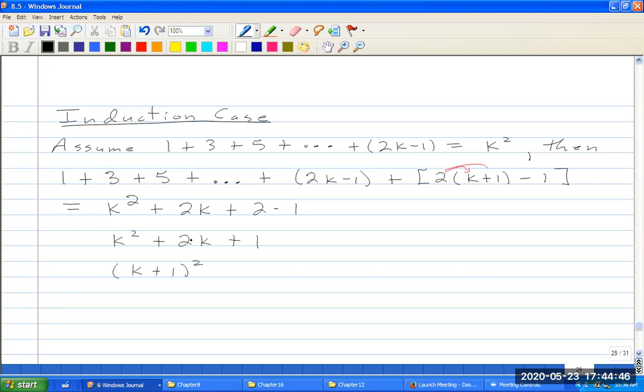But now I've shown what I wanted to show, that if I assume that some domino falls, the kth domino falls, then the k plus first domino also falls, because if I replace k here by k plus 1, this statement is now true. And so if the kth domino fell, then the k plus first domino also falls.